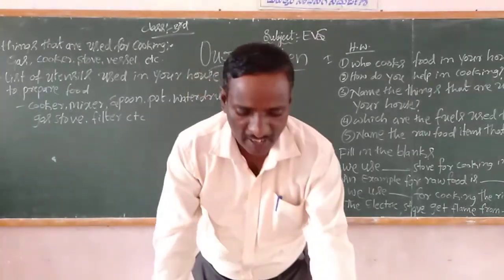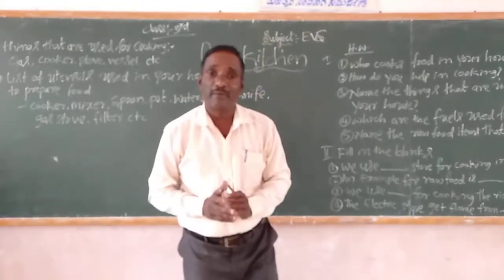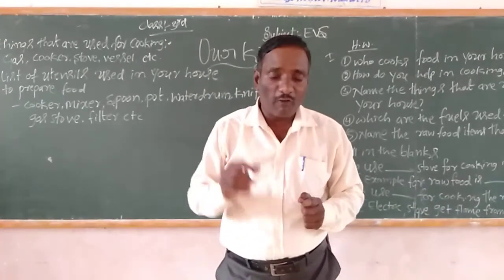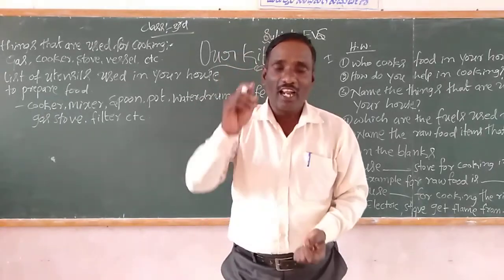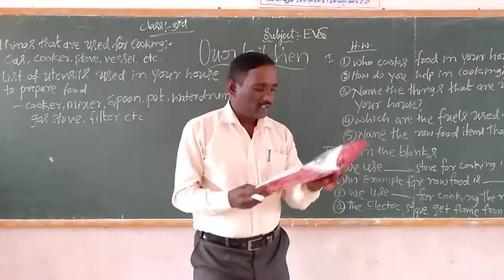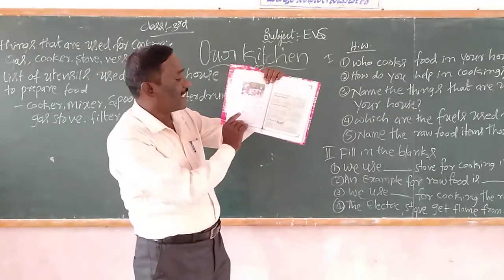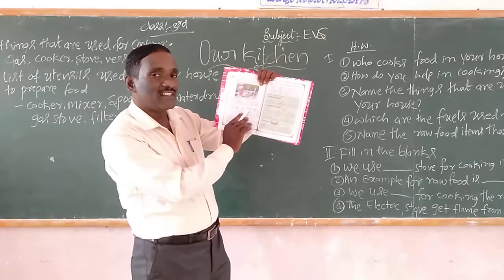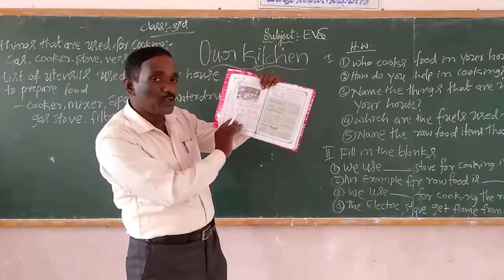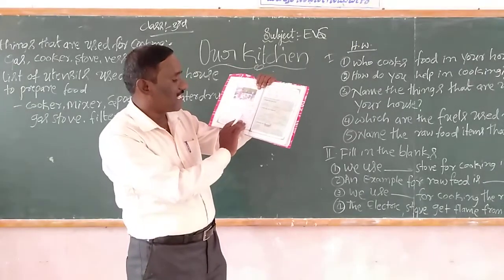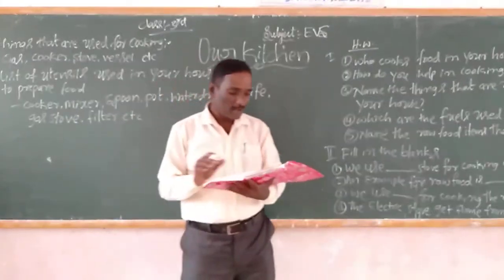Write the names of 5 things that are seen in the picture. Yes, students, observe the picture once again. What are the things in this picture? Observe and write in your textbook. Cup, filter, gas, vegetables, knife, cooker, spoon, pot, vessels. Okay, etc. So many utensils in this picture.